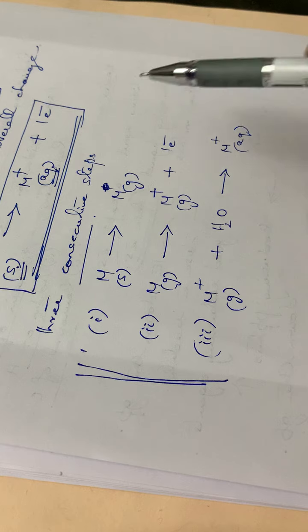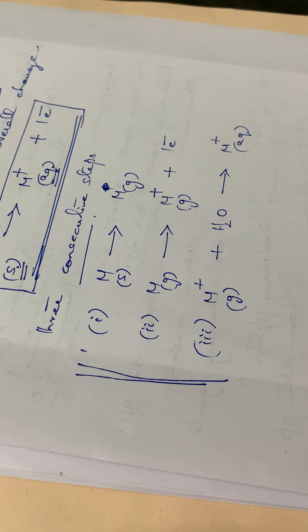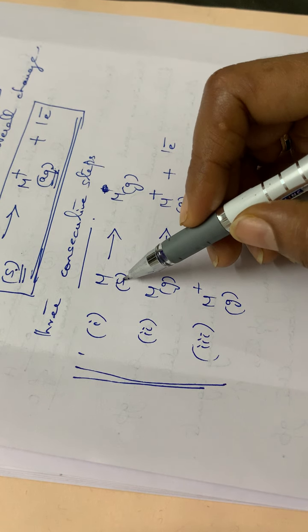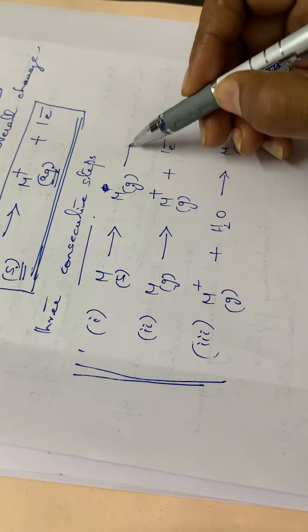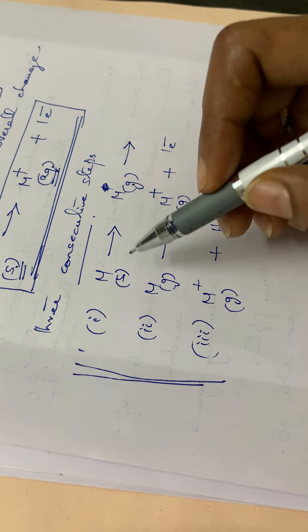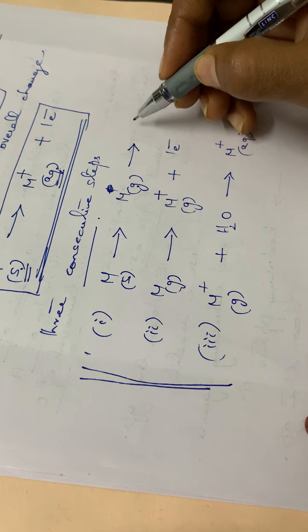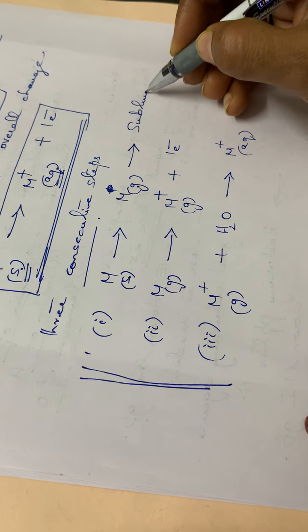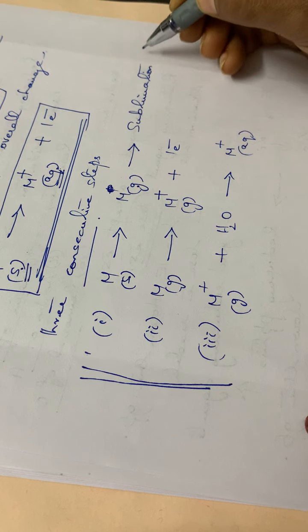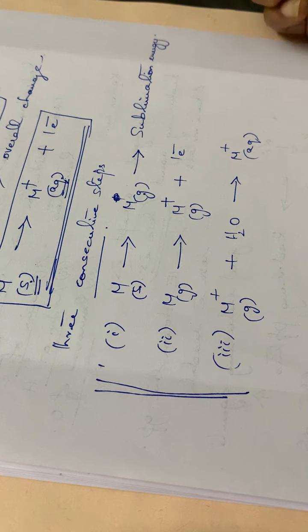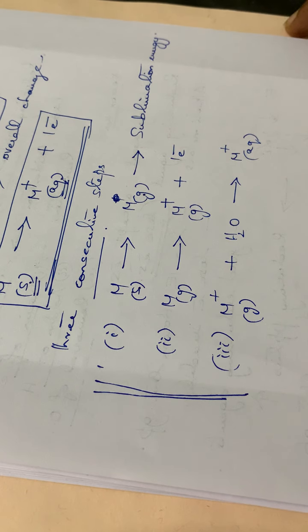So the overall change gives the value for the oxidation potential. So the anomalous behavior is explained by these 3 steps. See, in the first step, we can see that this metal in the solid state is converted to the gaseous state. What is that process for the conversion of solid to gaseous state called? The process is called the sublimation energy, isn't it? So here, the energy involved is the sublimation energy.